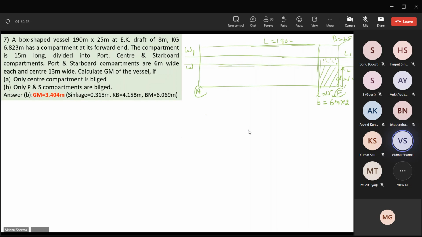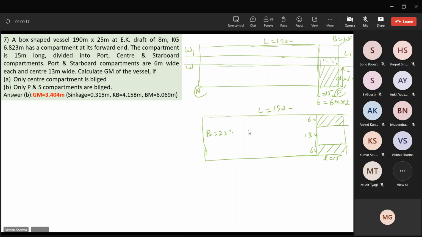Now I make the water plane area in the bilge condition at W1, L1. Length 190, breadth 25, forward end, 2 wing tanks, 6 meters, 13 meters, 6 meters, length 15. This water plane is lost and this water plane is lost. Am I clear, guys? Is the diagram right for part B? Yes, sir. Only the wings are bilged. Correct? Okay.